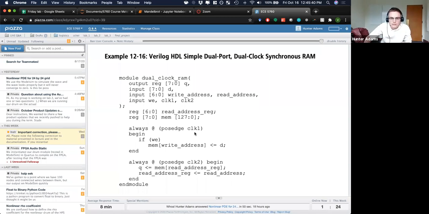Hopefully you all saw the note on Piazza. I have a correction to some documentation and to something that I explained in a previous lecture. If you are finding that your drum is making static noise, the issue might be that it depends how you implement your M10K blocks. Let me share my screen. In lecture, we talked about implementation of M10K blocks.